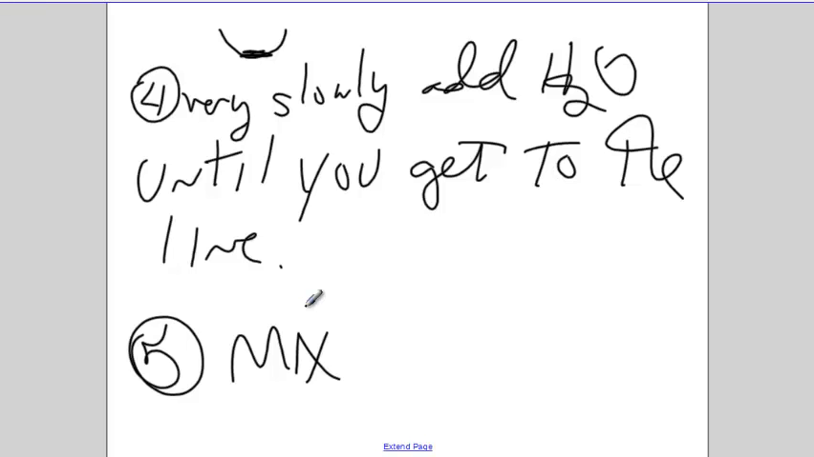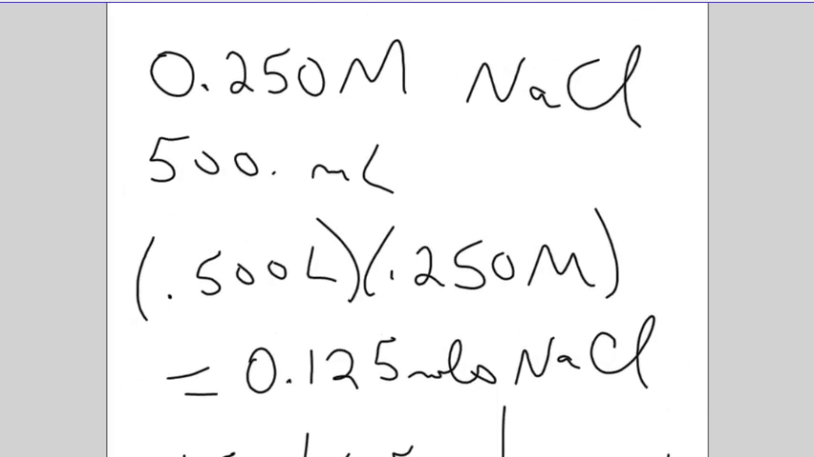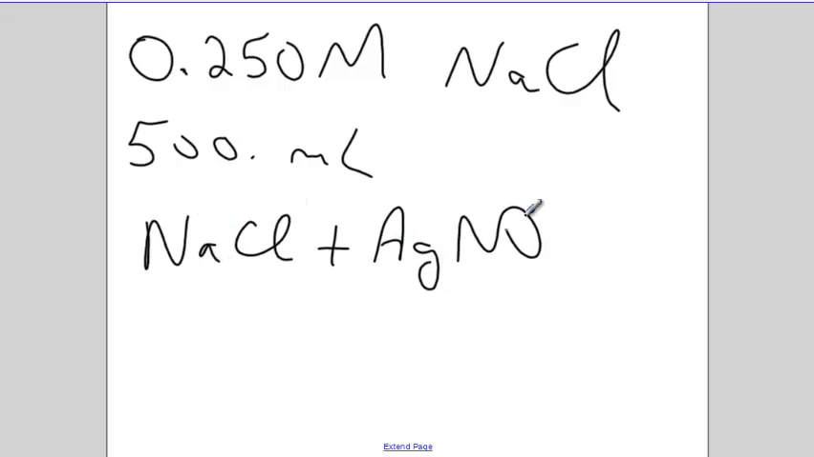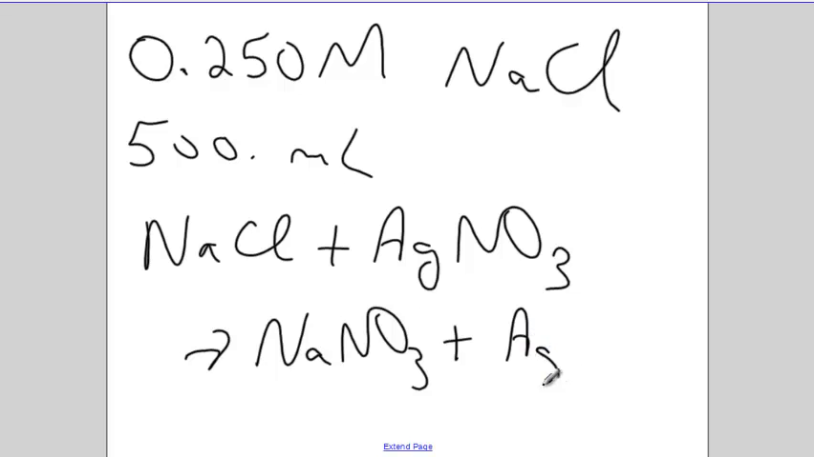Now, remember that if you pour some out, you now have 500 milliliters of a 0.250 molar NaCl solution. Let's say you're going to add this to a solution of silver nitrate. Okay? So you've got this, and you're going to add some to some silver nitrate. You're going to say NaCl plus AgNO3 gives you NaNO3 plus AgCl. And AgCl is a solid, all these others are aqueous, you're going to get a precipitate, just like the lab we did.